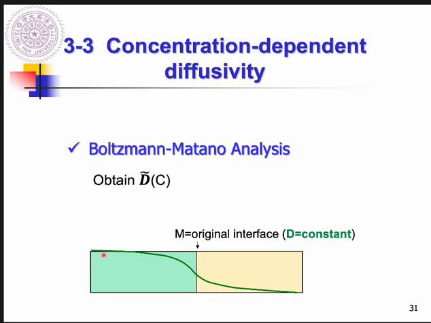As long as you get a symmetric error function profile, this implies that in this system the diffusivity equals a constant. However, if you get this profile shown in blue, which is asymmetric, non-symmetric for the error function, it tells you that your diffusivity changes with concentration. It's not a constant.